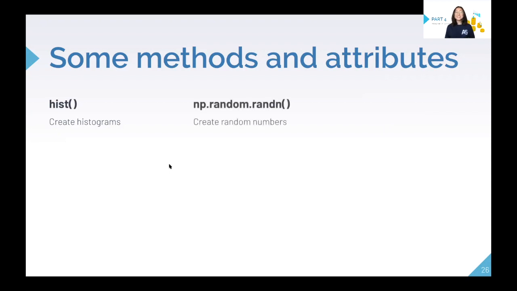So some methods and attributes we're going to do very briefly on histogram right here. Similar to other visualizations, we have our own method to create a histogram, which is hist. And then the numpy random rand is for us to create random numbers for us to do our histogram.